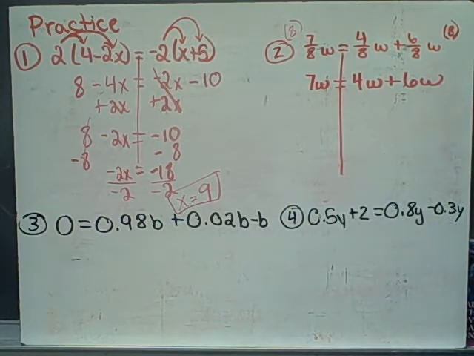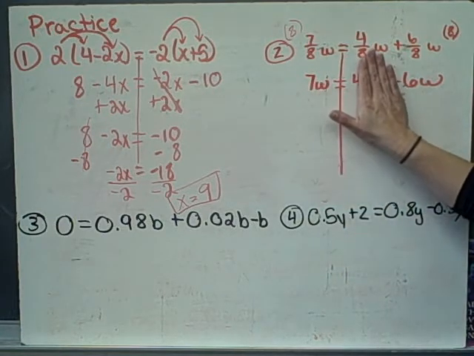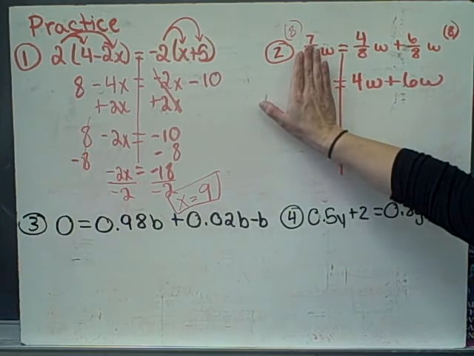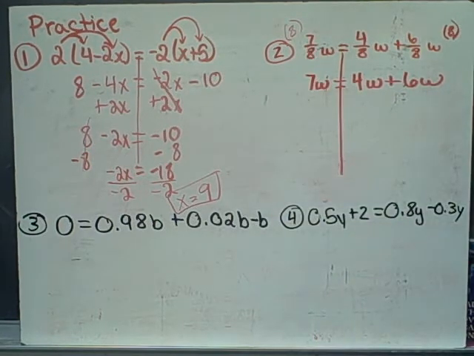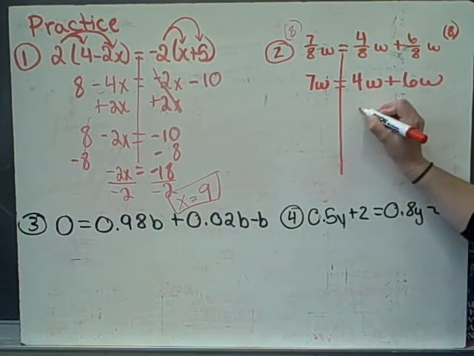Okay? So then let's combine like terms on either side. There's nothing on the left-hand side. But let's look at the right-hand side. I have 6w and 4w, which gives me how many w's? 10 w's.